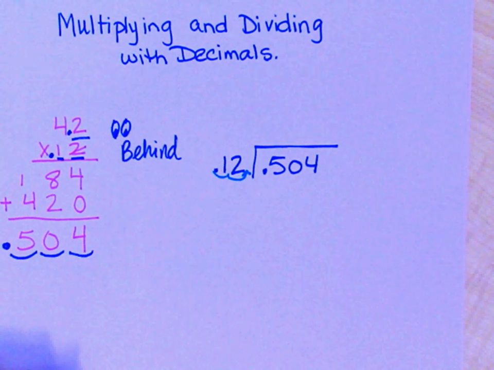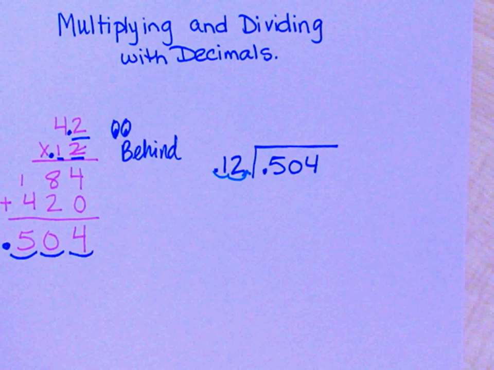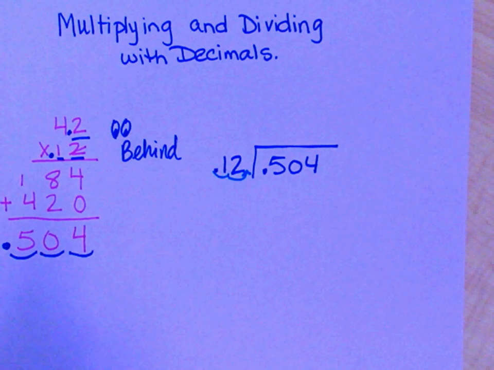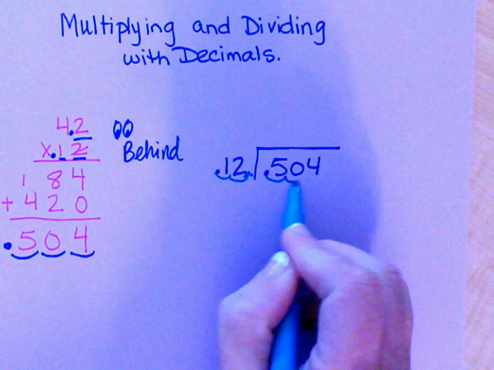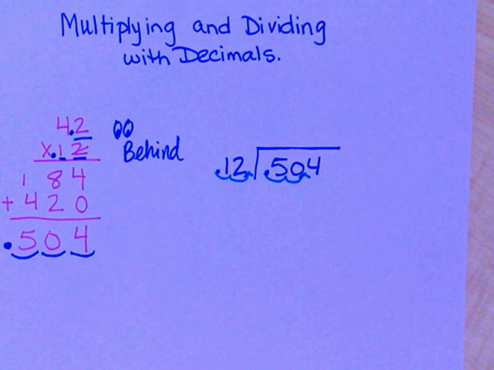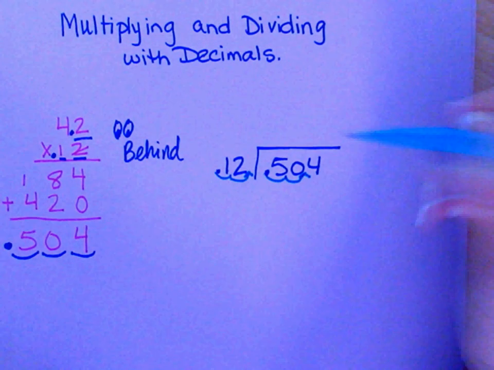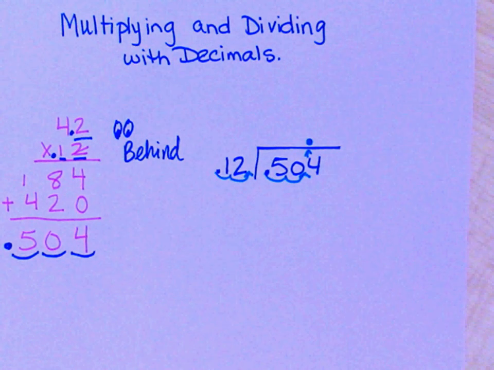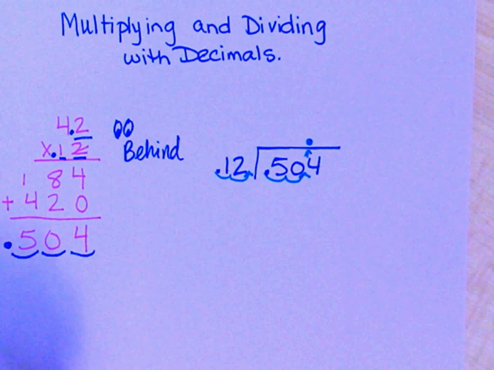So I moved it to the back 2 times. If I do that to the outside number, my divisor, I have to do it to my dividend, because I'm changing the value of both. It would be like multiplying through by 100 in the divisor and the dividend. Now my decimal is going to come straight up in my new location. So now I'm just going to think about dividing.